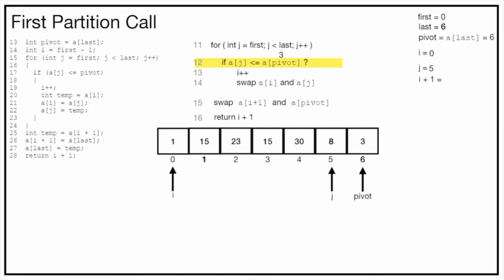j is now equal to 5, which is the index right before the pivot. And we have, is 8 less than or equal to 3? False. We can now move to line 15 and swap A at i plus 1 and A at pivot. Then the final step is to return i plus 1, which is 1.